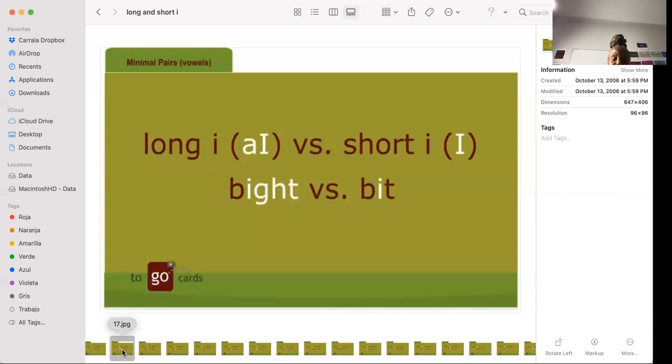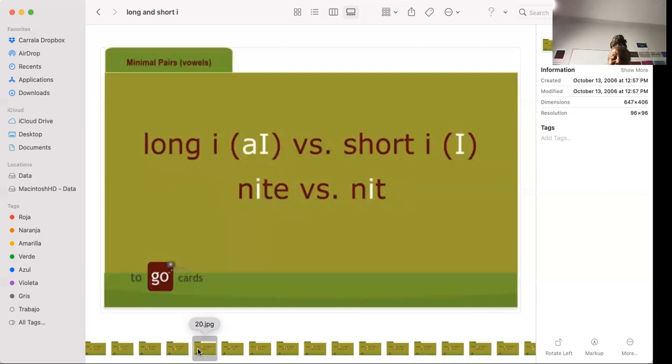Byte, bit. Gripe, remove that E, grip. Height, hit.